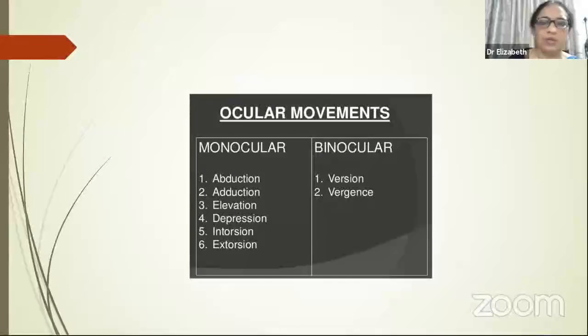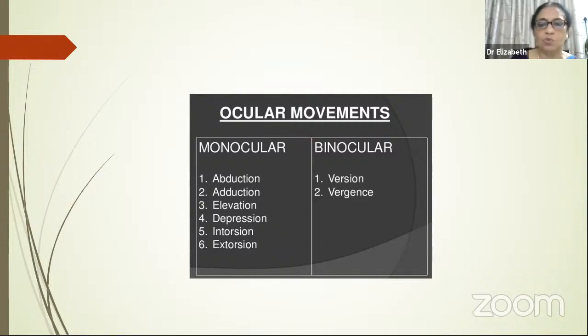Before going into the real problems, we should know about the ocular movements. There are two types of ocular movements: the monocular movements and the binocular movements. The monocular movements are otherwise known as duction movements. They are abduction, adduction, supraduction or elevation, infraduction or depression, then incycloduction and excycloduction.